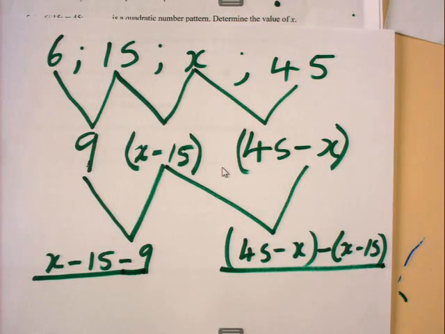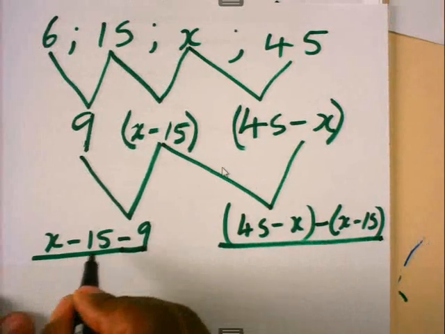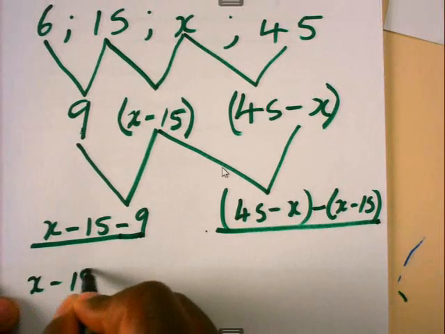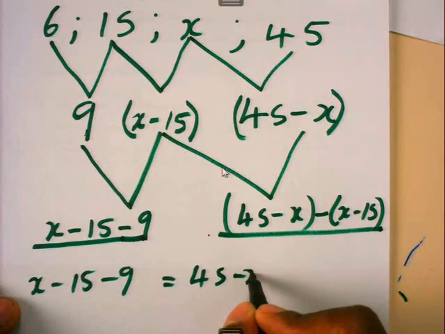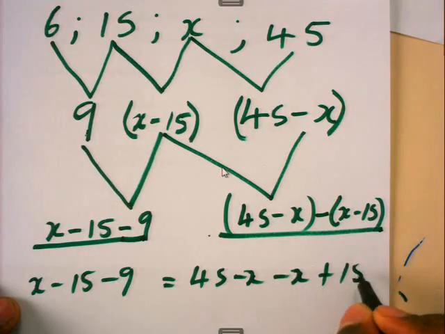So in a quadratic number pattern, the second difference is common. So let's equate them. It means x minus 15 minus 9 is equal to 45 minus x, let's remove the brackets, minus x plus 15.